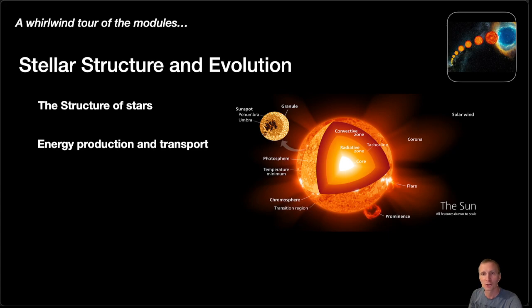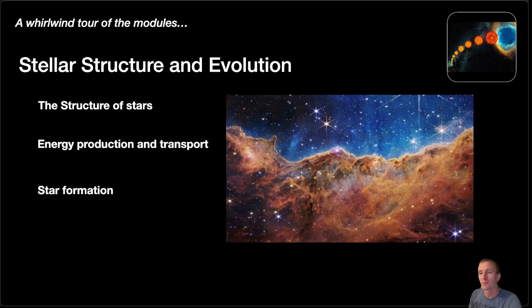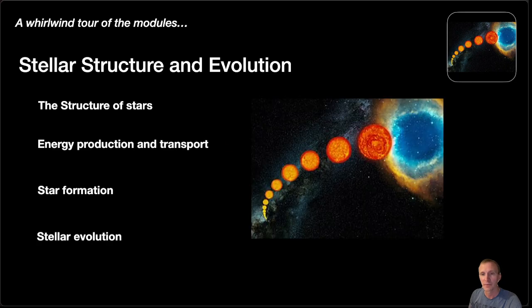I think the final module is stellar structure and evolution. So of course here you're looking at the structure of stars, how they produce energy, how it moves throughout the interior of the star and eventually escapes. How stars form from clouds of gas and dust in the galaxy. And the stellar evolution. So they're born, they evolve, they burn fuel in different ways, and eventually they die and leave something like a planetary nebula or a neutron star or a black hole. So this is stars, how they work, how they're made in the first place, and how they evolve and eventually die.